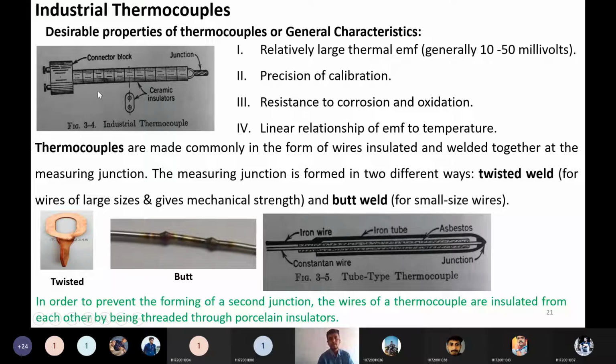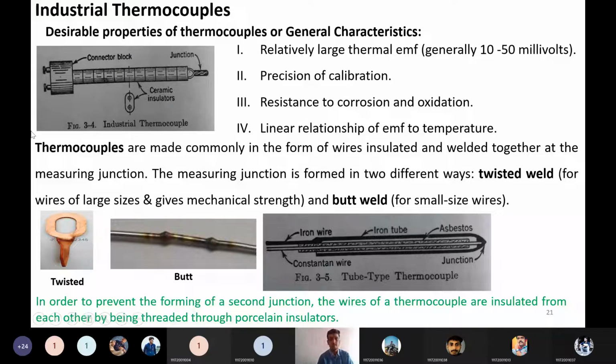Okay, 10 degrees centigrade, but instead of showing the 10 degrees centigrade, it will be showing some other value. Then they need some compensation, some correction, internal or external correction, that we have to apply. So that type of thermocouples are not preferred. Because of that reason, we need to have a linear relationship of EMF to temperature in every thermocouple.